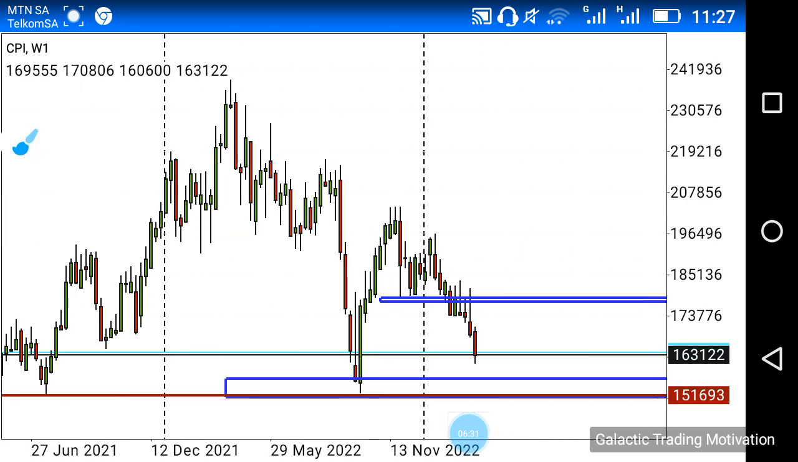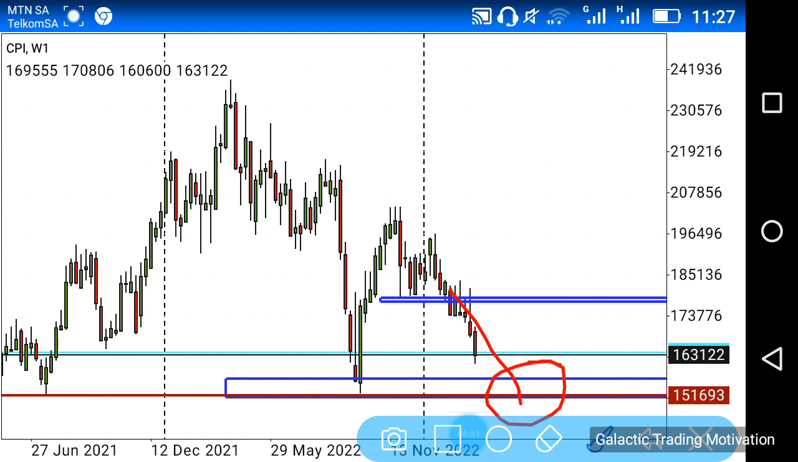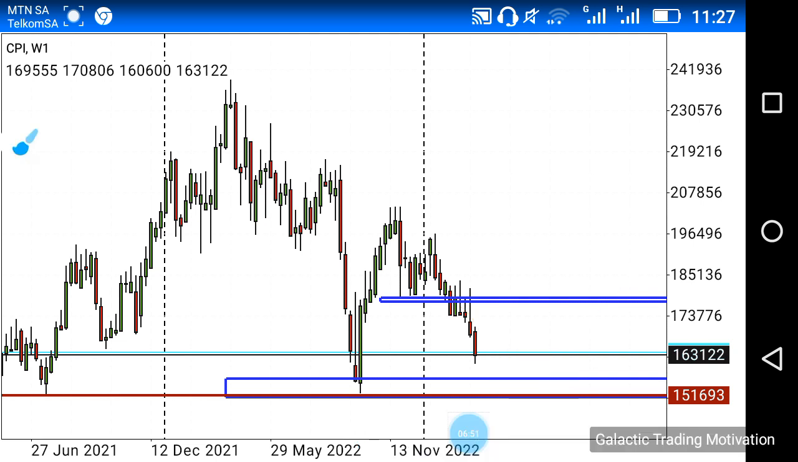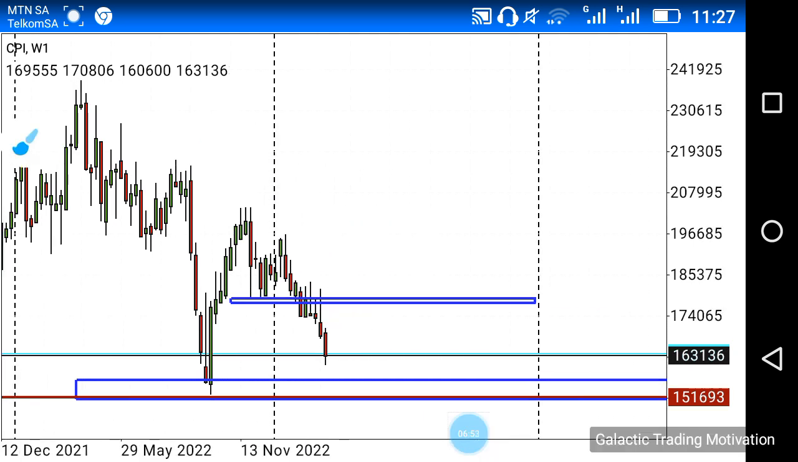So that is it, guys. And as far as my analysis of Capitec goes, at this point in time, I would not be buying. I'd rather wait for the market to reach this level over here, and once it does so, at that level is where I might potentially look for buying opportunities or even selling opportunities, depending on what the market does at this point, right? But as far as buying goes to this point, I would not be buying, right?